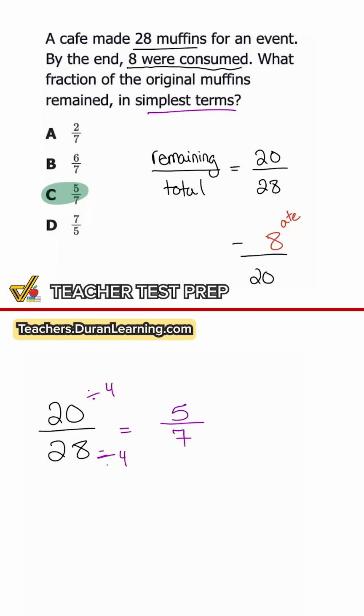Remember, everybody, it's C, not A, because we're looking at the fraction that remained, not the amount that was consumed out of the total, but the amount that remained relative to the total. So again, it's really all about those key words that bring the story together.